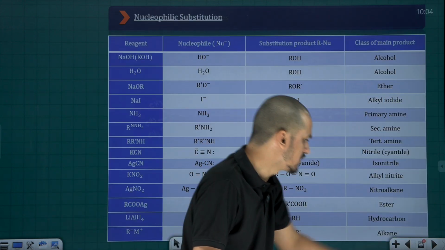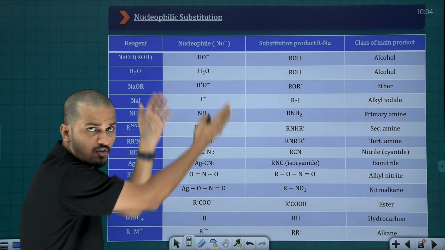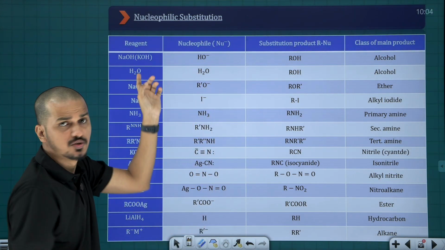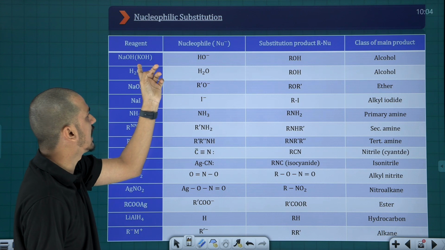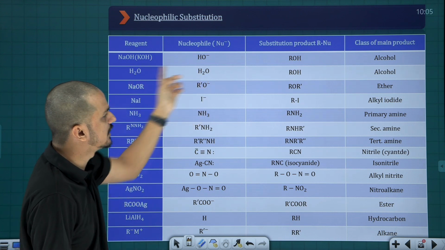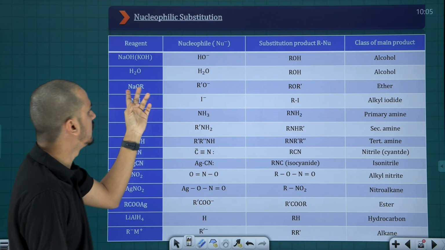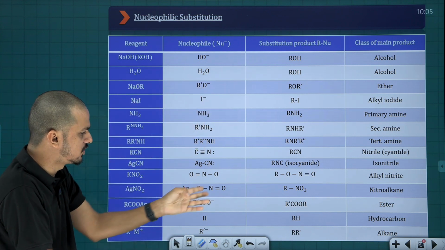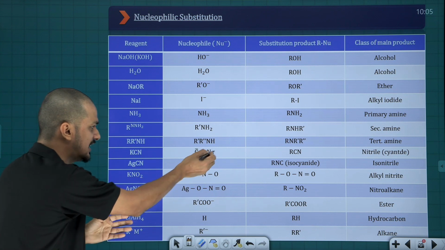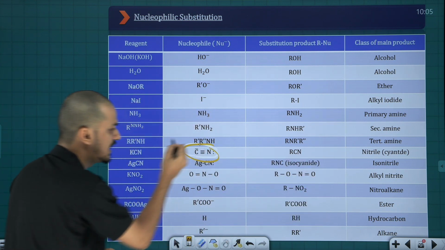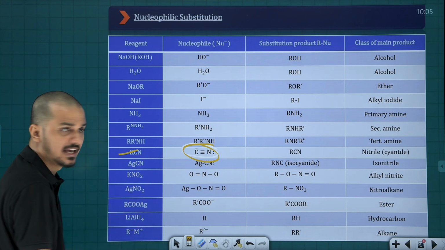And here, the list of nucleophiles I have given is in NCERT, you can go through that one. To get OH minus, you have to take NaOH or KOH. To get nucleophile H2O, you can take what? H2O, that time also we will get alcohol. And to get RO minus, we can take NaOR, like that, I minus, NH2. If you want CN minus, see, that all are the important things. If you want CN minus, you have to take KCN.